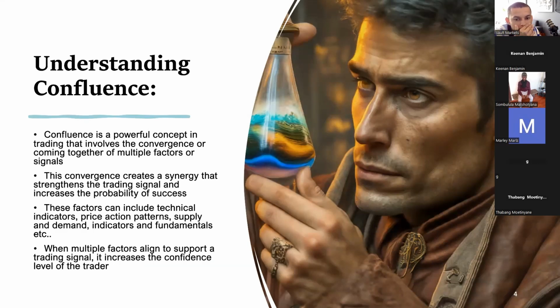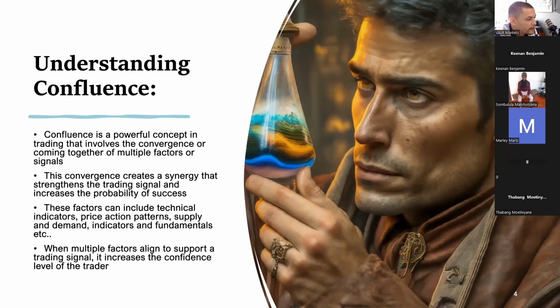Like I just said, for instance, I'm looking for a demand zone at the low of the day. Like I always say, each of the concepts I teach is a strategy on its own. But as we know, there's no such thing as a magic strategy or a magic bullet. If you compile the different concepts together, now you have that confluence to confirm whether that signal becomes valid or not. These factors can include technical indicators, price action patterns, supply and demand indicators, and fundamentals. It all depends on how you perceive the market and what your trading style is like.